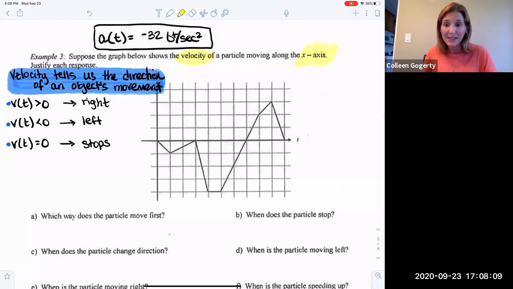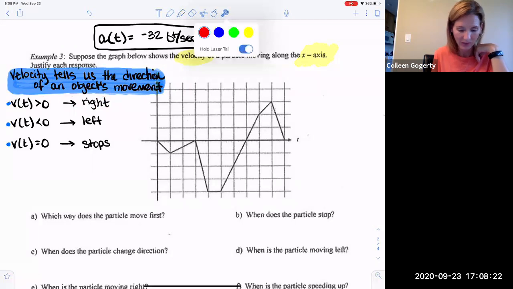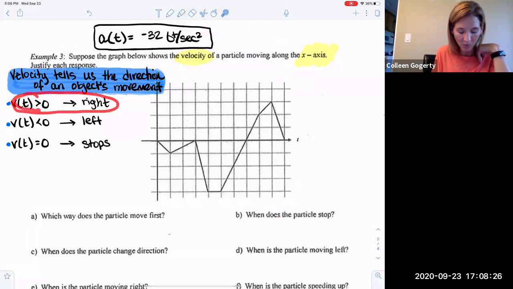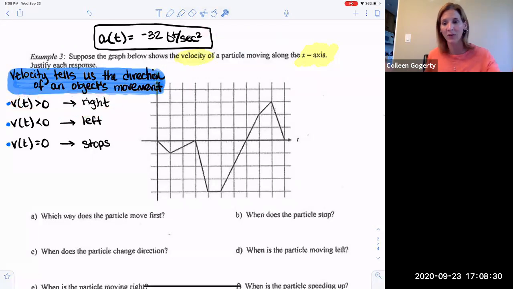If your velocity is positive and it tells us direction, then there's only one direction that's going to make any sense here. If our velocity is positive and we're moving left and right, then the only thing that makes sense is that we're moving to the right. Velocity tells direction. Which direction, right or left, is positive? It would be right.